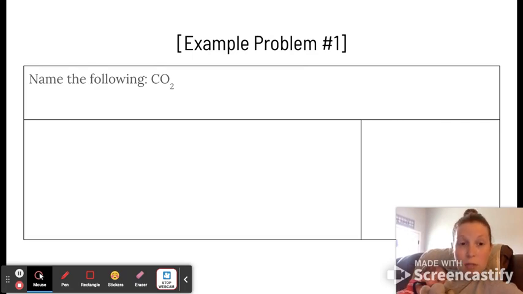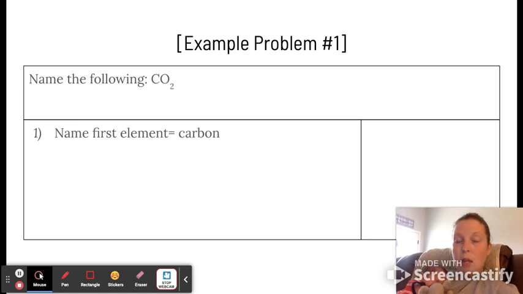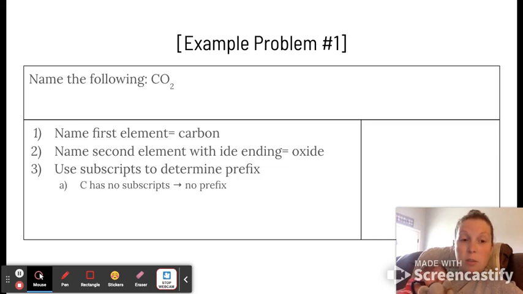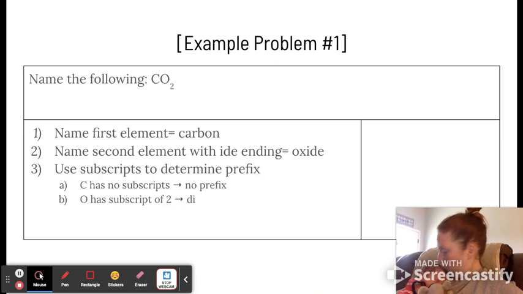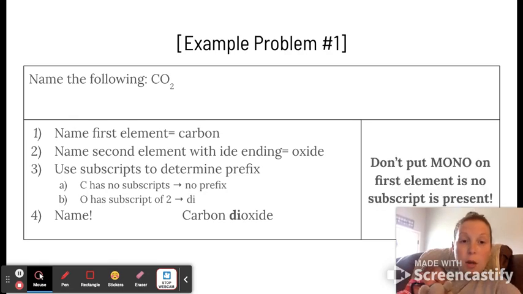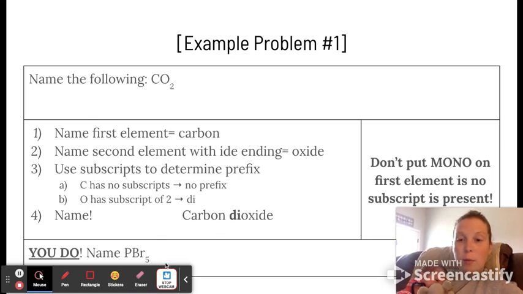So now let's just go through the name. We just did this one as an example a second ago. We named the first element, which is carbon. Second element gets the IDE ending, so that would be oxide. Use subscripts to determine the prefixes that we use. Carbon has no subscript, which means no prefix since it's the first element. Oxygen has a subscript of 2, which is the prefix di. So our name is carbon dioxide. Don't put mono on your first element if no subscript is present. Now you try this example with PBr5. Pause the video and try that.